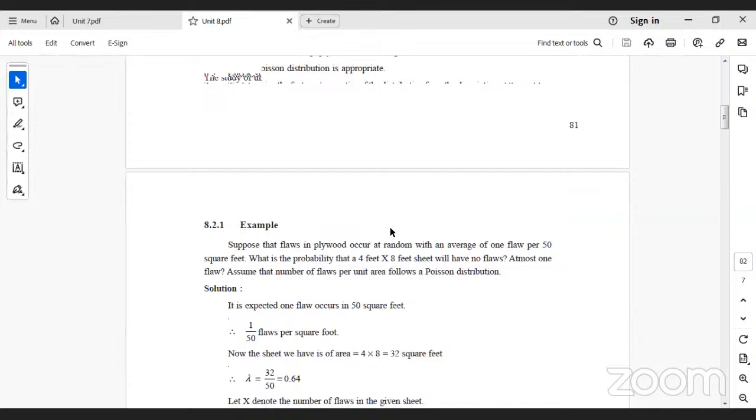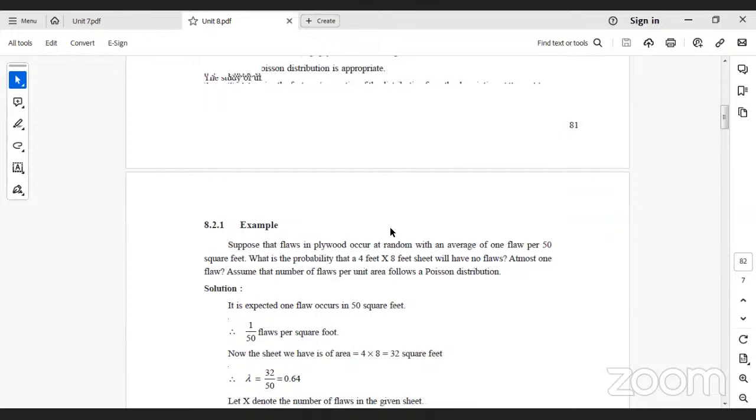Okay. Suppose that flaws in a plywood occur at random with an average of one flaw for 50 square feet of a plywood sheet. What is the probability that a sheet of 4 feet by 8 feet will have no flaws? We have at most one flaw.